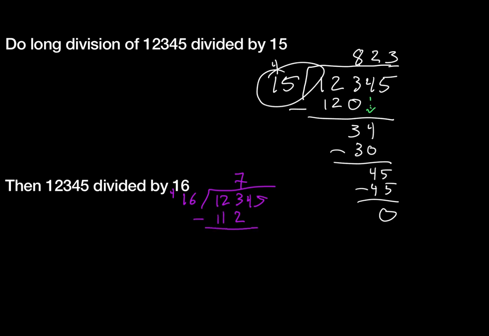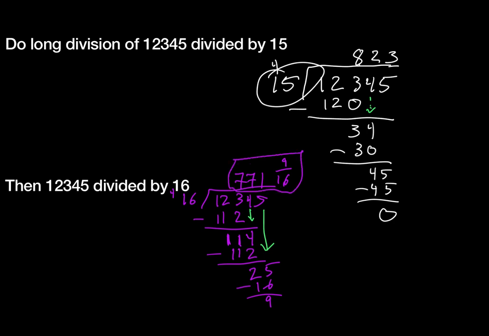Subtract. 3 minus 2 is 1. 2 minus 1 is 1. That number is less than 16, so good so far. Bring the 4 down. And then it'll be 7 again, which we just did, which is 112. We're going to subtract, and that will be 2. The 5 comes down. 16 goes into 25 once. 16, subtract, and that remainder is 9. So then my final answer with a remainder of 9 would be 771 and 9/16.